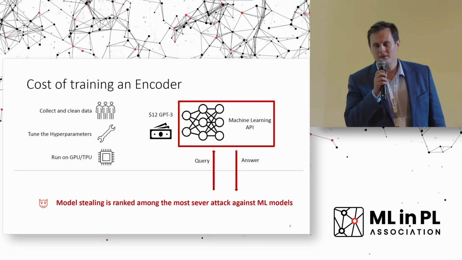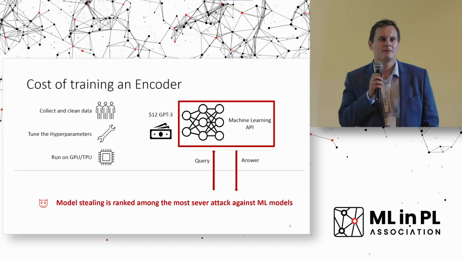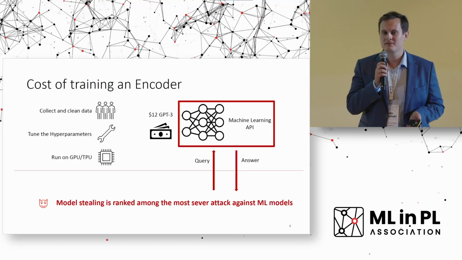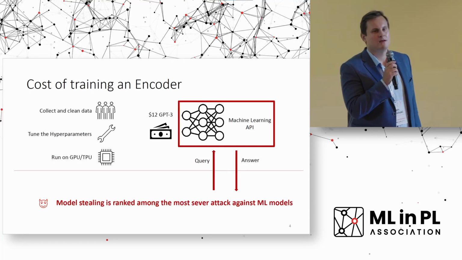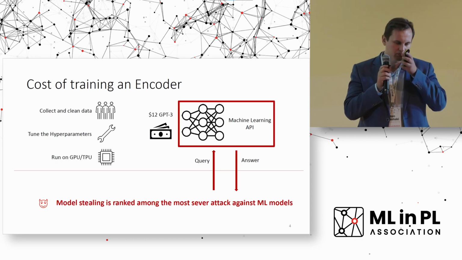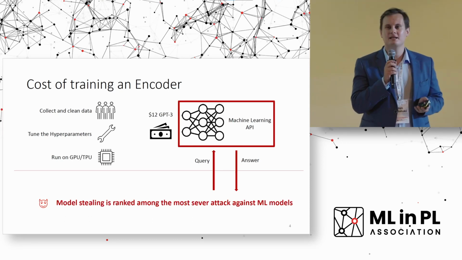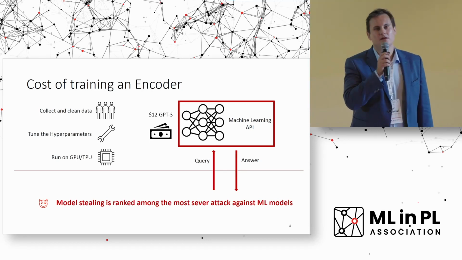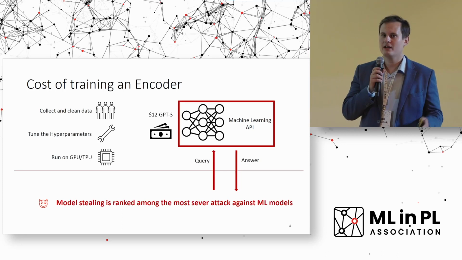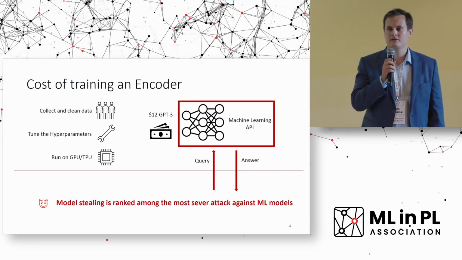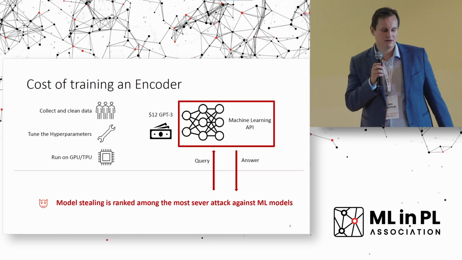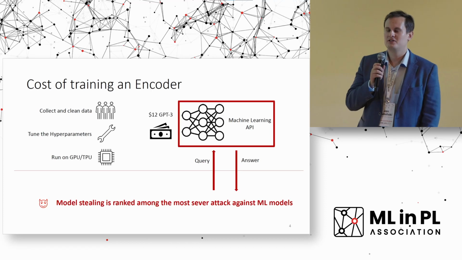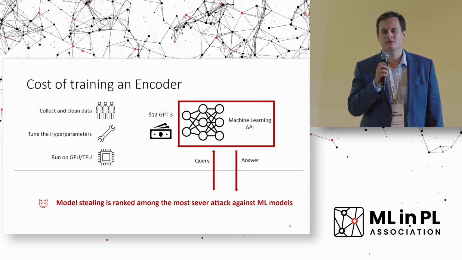And why do people even use APIs? This is because, as you know, training models, including encoder models, is extremely costly. So you need the time and money to collect and clean data, to tune the hyperparameters, and of course you need hardware to run it for training and for inference. And for example, as Adam already said, the cost of training GPT-3 was around $12 million.